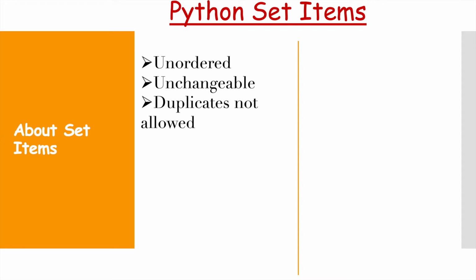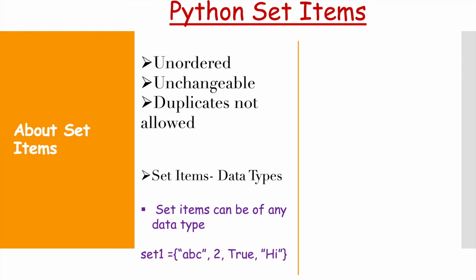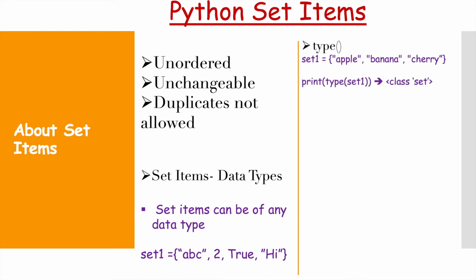Let's see about the set items data types. A set can have data items of different data types, that means any data type. This is an example of a set where you have items like one is a string, one is an integer, another is a boolean, and so on. If you want to check the type of a set object, then you use the type function, create a set and just pass it as an argument to the type function. You are going to get the type as class set.